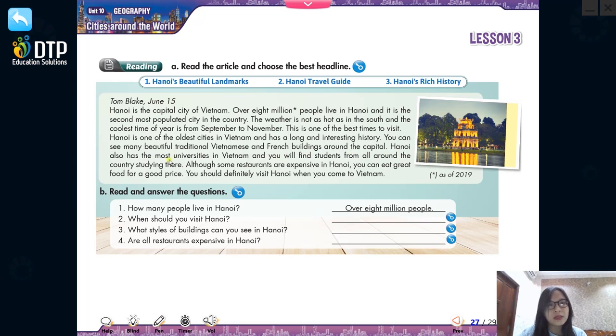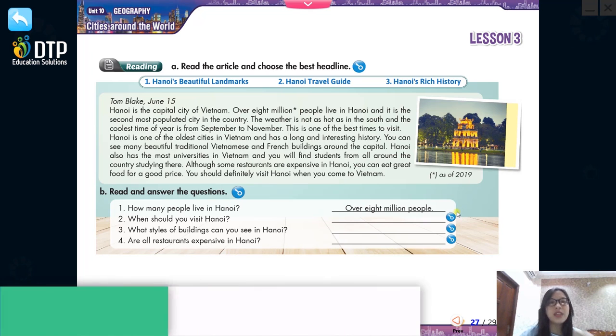Hanoi also has the most universities in Vietnam, and you will find students from around the country studying there. Although some restaurants are expensive in Hanoi, you can eat great food for a good price. You should definitely visit Hanoi when you come to Vietnam. As of 2019. Now I give you 4 more minutes to read the text again and choose the best headline for the article. 4 minutes start.